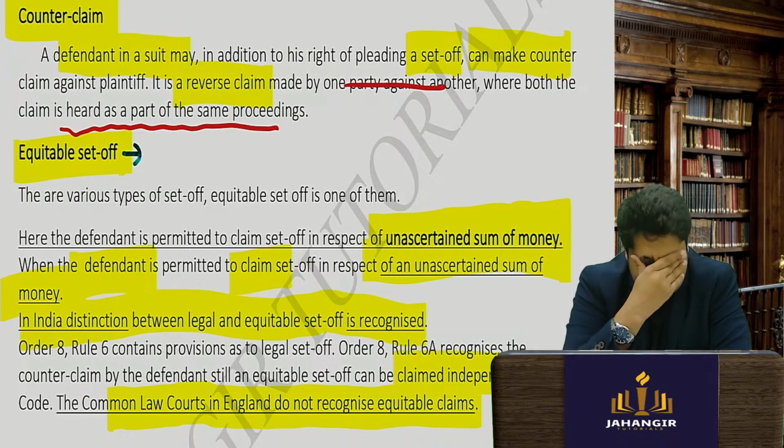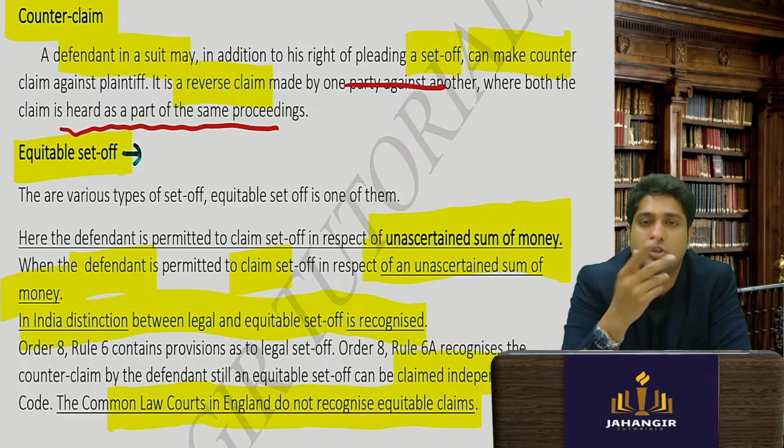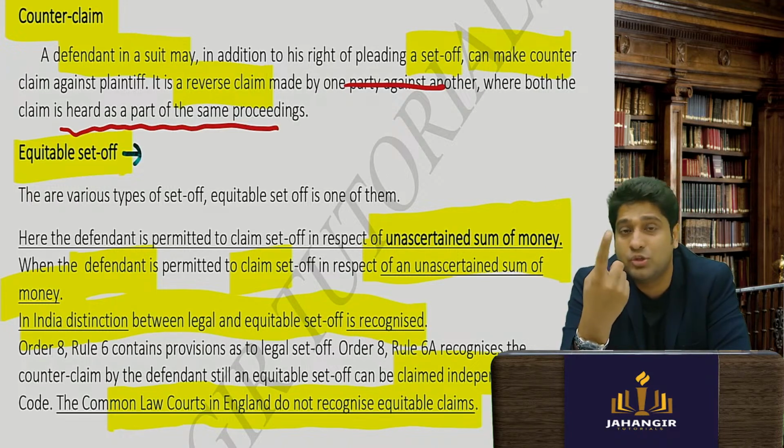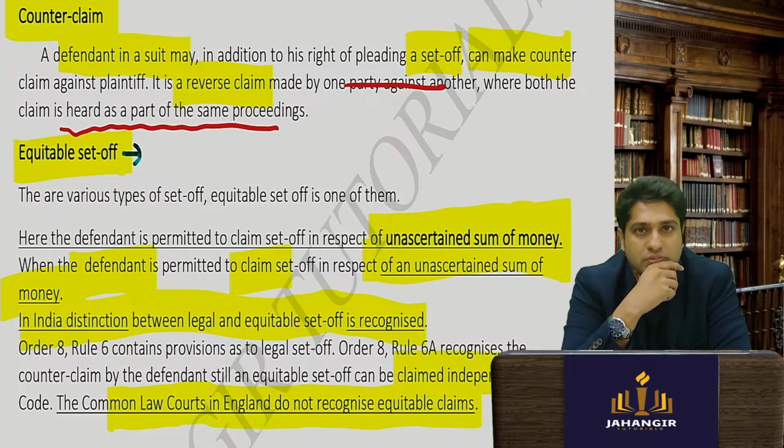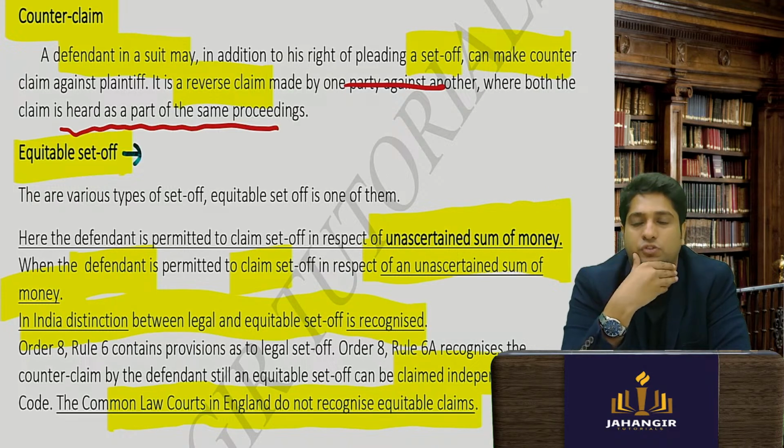Let's understand. In set off what happens? I was claiming 1 lakh from you. You said that I had to pay you 25,000. So then I say, okay, let's set it off. You have to pay me 75,000. This is a case of set off, where that small amount got set off and then you have to pay me.